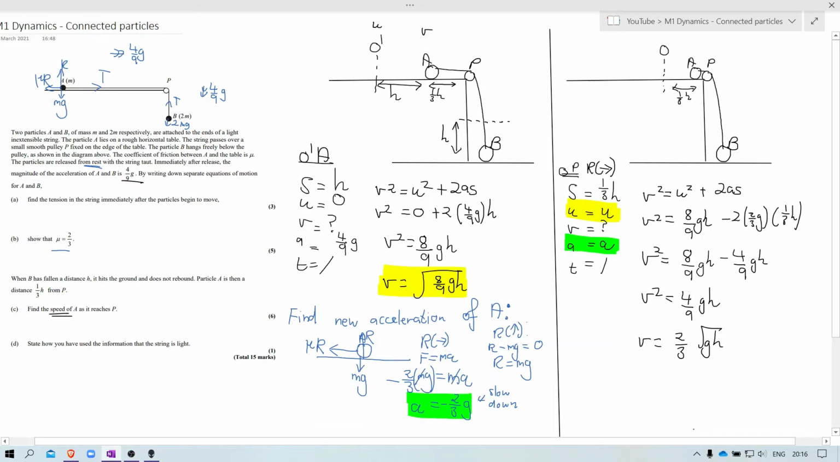9 out of 10 times, this is the method that you use. I always write out the pictures first, so what's happening, and then I'm filling in the blanks. We need to find u, we need to find a, so that's what we do.